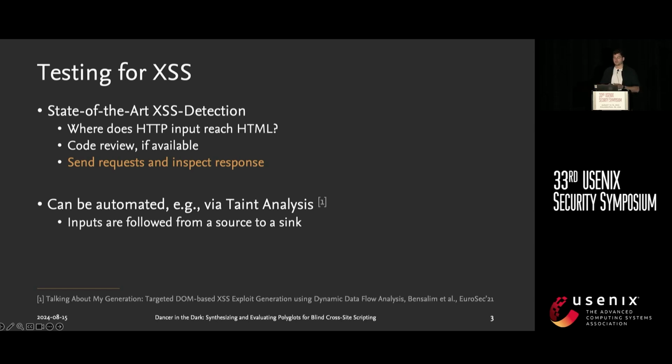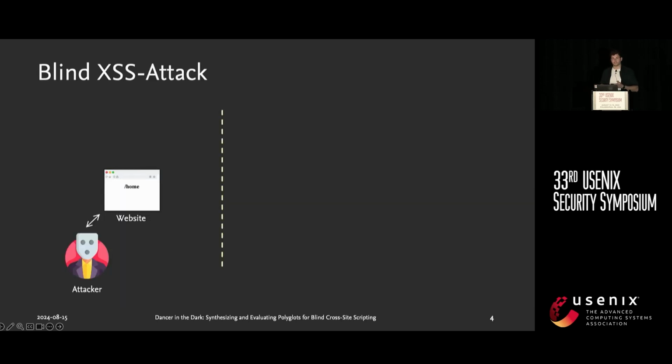And state of the art of cross-site scripting detection still revolves around finding where input from HTTP reaches HTML. If you have code available, you can do code reviews, right? But most likely you will just send requests and inspect the responses. This can also be automated, for example, via taint analysis, where inputs are followed from source to sink. However, that does not really work for blind cross-site scripting, and I'm going to show you why.